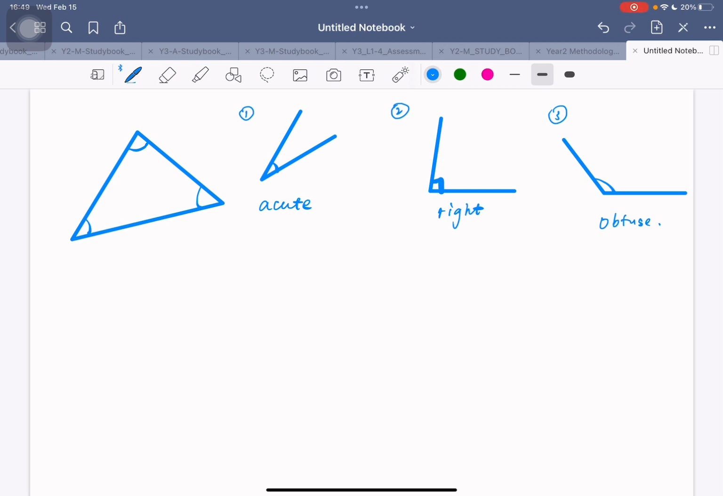Okay, so just like we have 3 kinds of angles, we have 3 kinds of triangles. When we focus on the angles, we would have acute angle triangles, or we call them acute triangles. And we can have right angle triangles or right triangles. And we also have obtuse angle triangles.